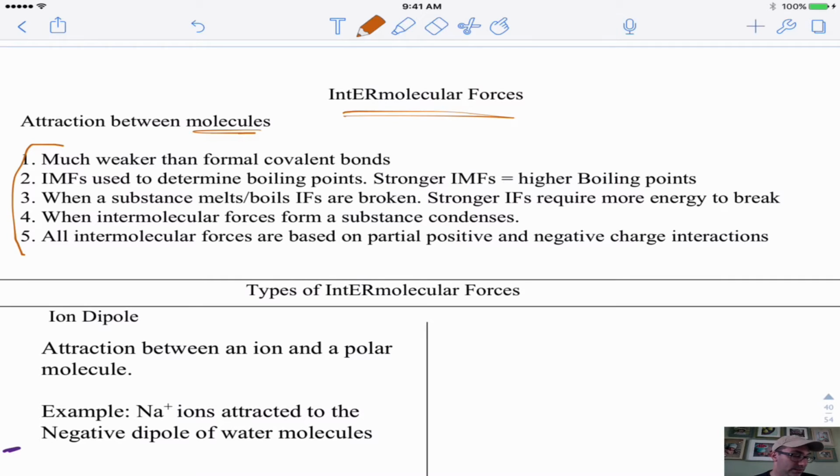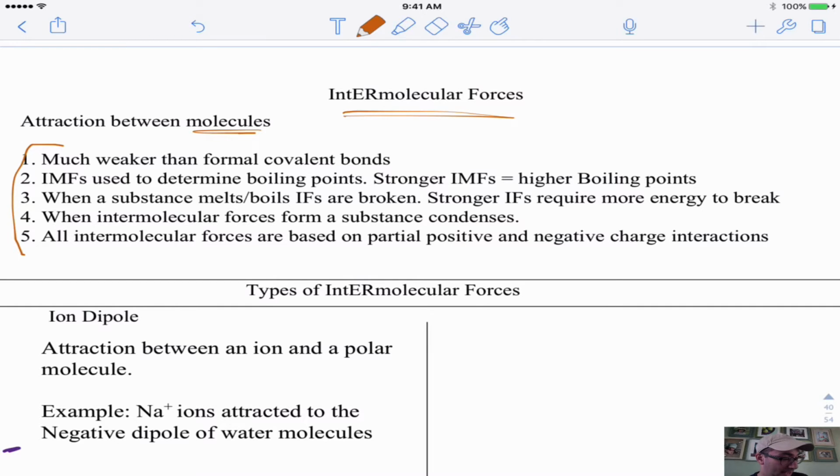Now, what do we do with intermolecular forces? Well, their main purpose is to try and look at the boiling points and melting points of substances. Generally, the stronger the intermolecular forces, the higher the boiling point and melting point. And this is because when you boil a substance or melt a substance, some of the intermolecular forces are broken.